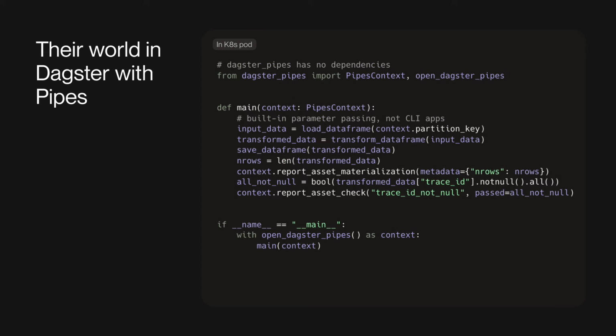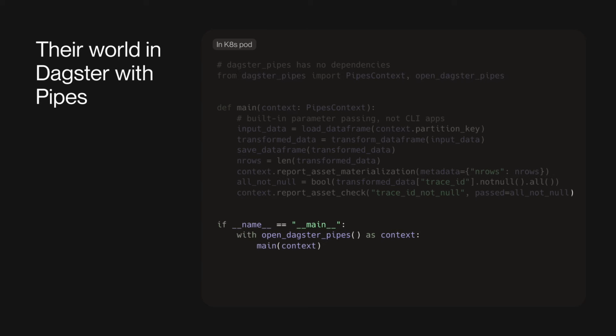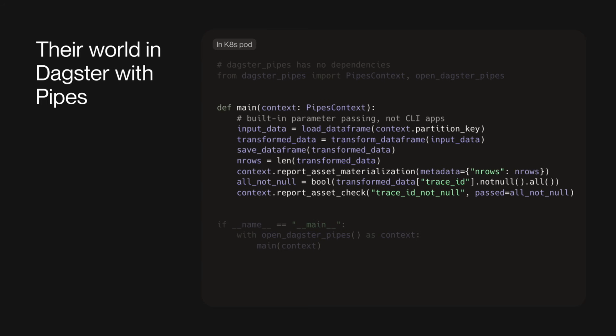And then in the remote process, you have to bring in this library, called Dagster Pipes. It's very lightweight. You make a call at the bottom here to open Dagster Pipes, and you call your main program as before. You use the existing business logic that you had, but you'll see here, instead of having to manually move around CLI parameters, passing the partition key is directly built in. You just grab it off the context. And then you're able to call things like report asset materialization and report asset check directly as first-class API methods, and that gets transmitted back to Dagster.